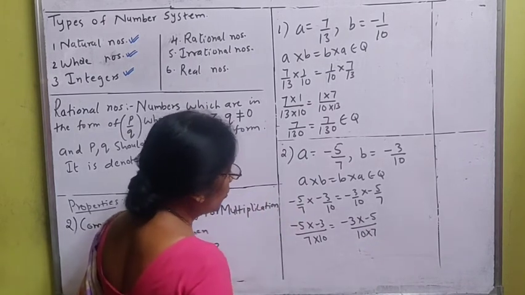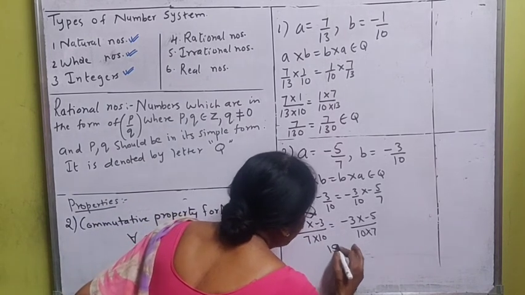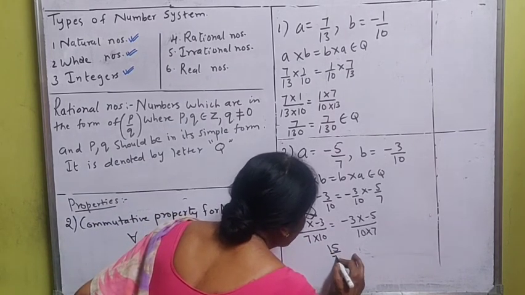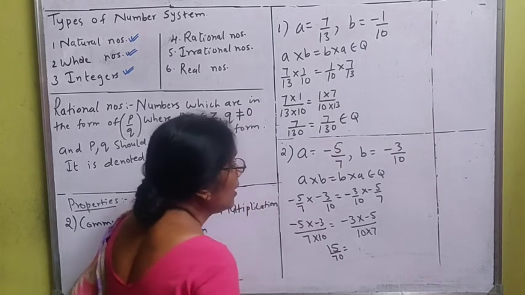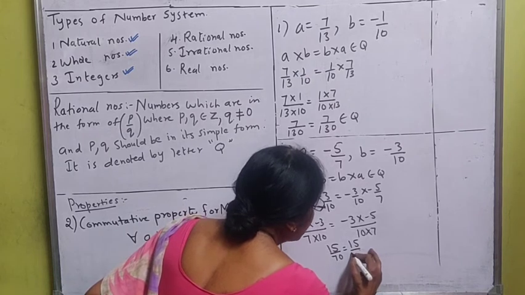So what shall you put? Minus into minus is what? Plus. So you will get plus 15. 7 into 10 is what? 70. Is equal to. Minus into minus is what? Plus 15. 10 into 7 is what? 70.